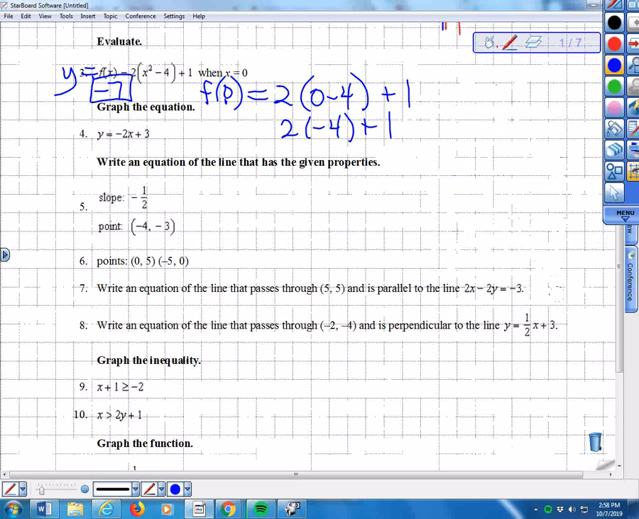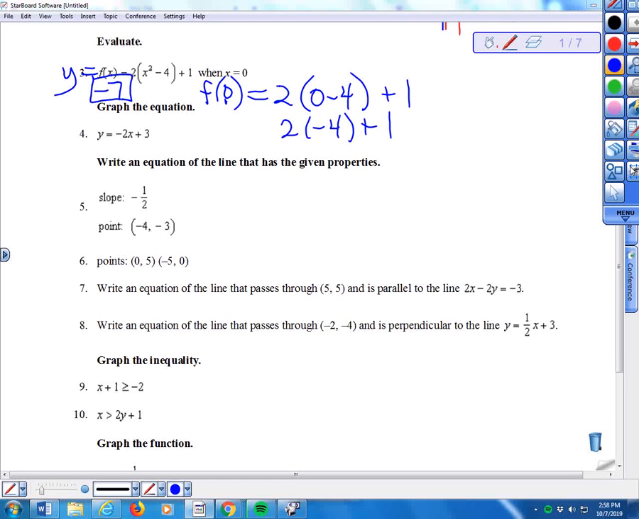Next question. Write the equation of the line that has the given properties. The slope is negative 1/2 and the point is negative 4, negative 3. So where should I start here? Okay, so I'm going to just write y equals mx plus b. What do I have? You have your slope of negative 1 over 2. And then you can plug in negative 4 and negative 3 for your x and y.